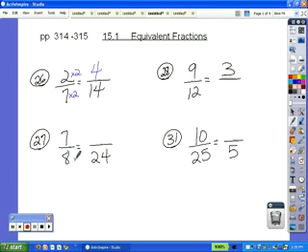For number 27, to get from 8 to 24, you would have to multiply by 3. 7 times 3 is 21. For number 28, since the number 9 gets smaller, that means we're going to be using division. 9 divided by 3 is 3. 12 divided by 3 is 4.